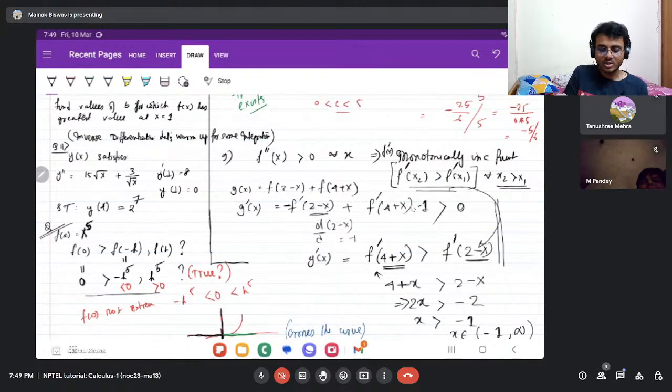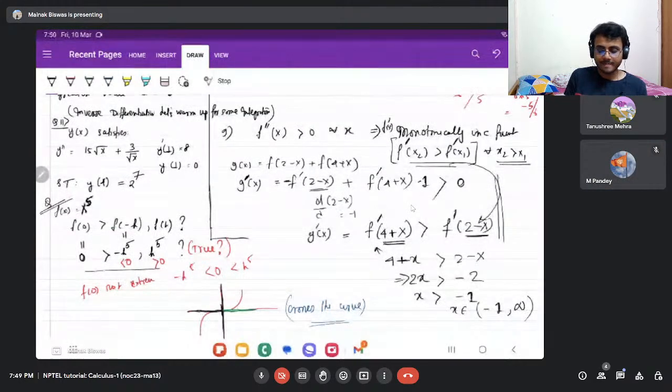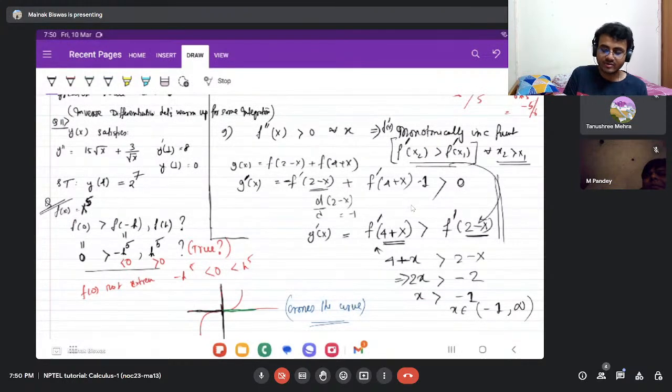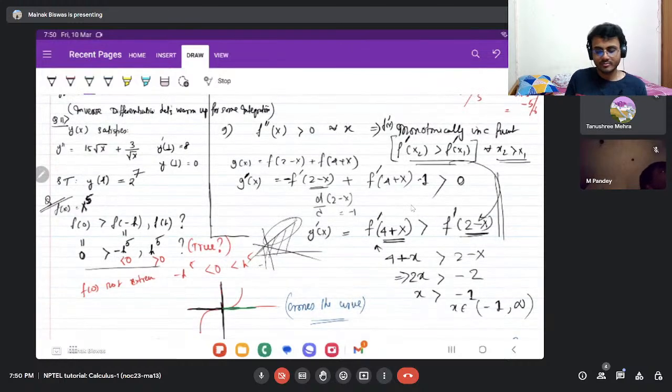Now what did I do? I took the derivative of g of x because I want to see at what points g of x is increasing, right? Agreed? I want to see g of x as an increasing function. So I took the derivative and I said that f dash of x plus 4 is greater than f dash of 2 minus x, right? So at what points, so x plus 4 is something like this, and 2 minus x is something like this. So at what points are f dash of x all these points, right? Minus 1, all points greater than minus 1, this above line is greater than the lower line, right?